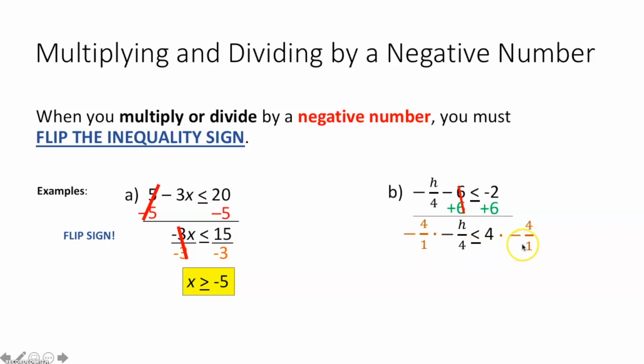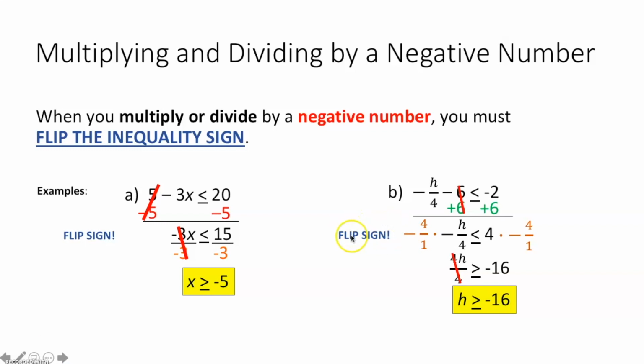Now, since you are multiplying both sides by a negative number, you must flip your sign. So again, this becomes positive 4h over 4. On this side, negative 16, and we had to flip our sign because we multiplied both sides by a negative number. Now, 4's cancel each other out, and I'm left with h is greater than or equal to negative 16. Again, whether you divide by a negative number or multiply both sides by a negative number, you must flip your sign. Do not forget.